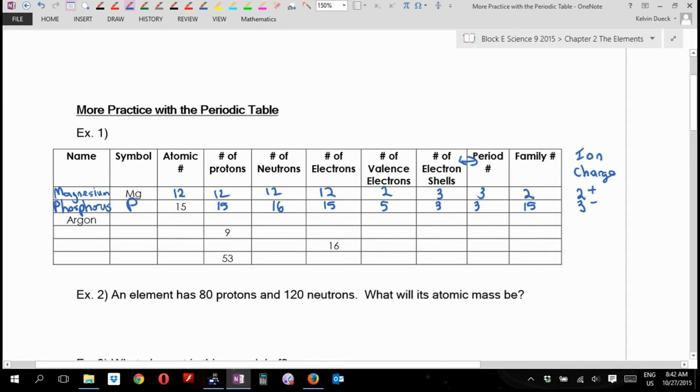I can give you the name. That's pretty easy. Argon. Symbol? Ar? Atomic number? 18. How many protons? 18. How many neutrons? Got to do some math. 22? 32? I think 22.